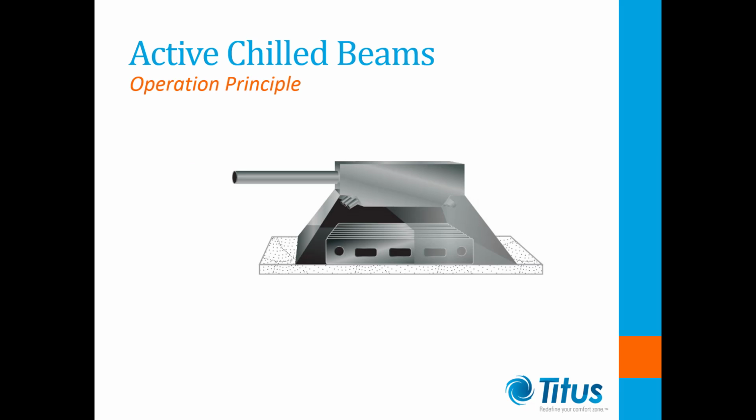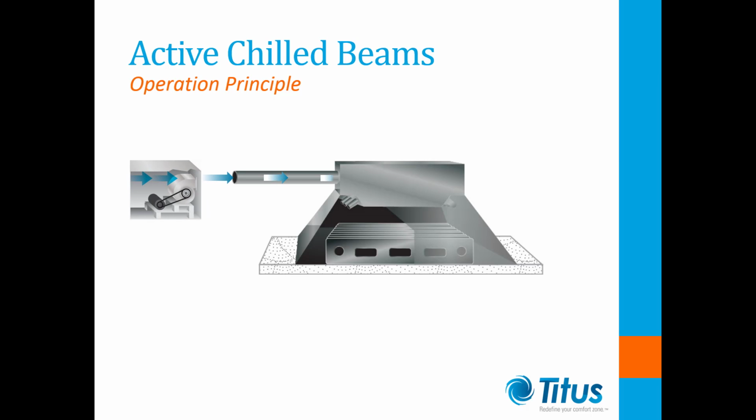So how do active beams work? They are very simple devices consisting of a primary air inlet, rows of induction nozzles, an induced air passage and a heat exchange coil. This coil is supplied with hot or cold water to provide heating or cooling to the space.